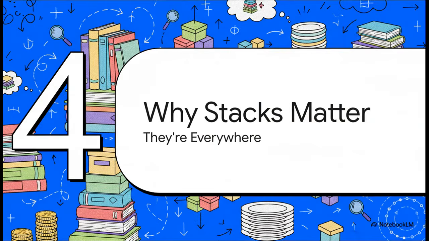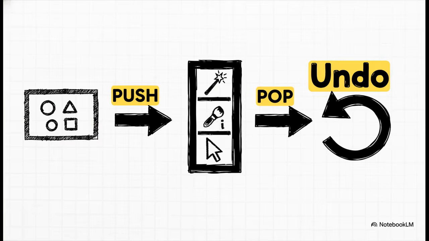Okay, so we've covered the what and the how, but now we get to the really cool part, the why. Why does this simple little data structure matter so much? Because, and I promise you this, once you know what to look for, you will start seeing stacks absolutely everywhere. And here we are full circle. Every single time you type or draw or make any change in an app, that action gets pushed onto a stack. When you hit Control-Z, the application simply pops that last action off the stack to reverse it. It is that simple and that incredibly powerful.